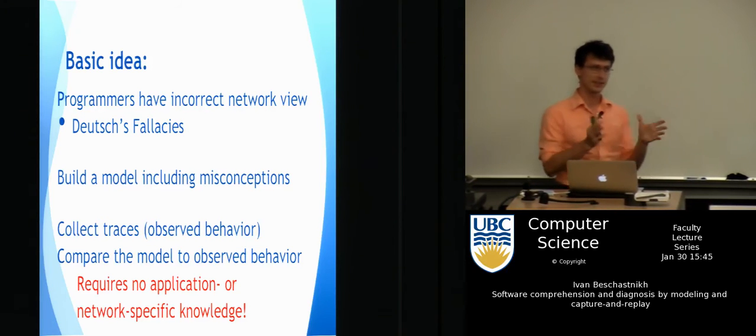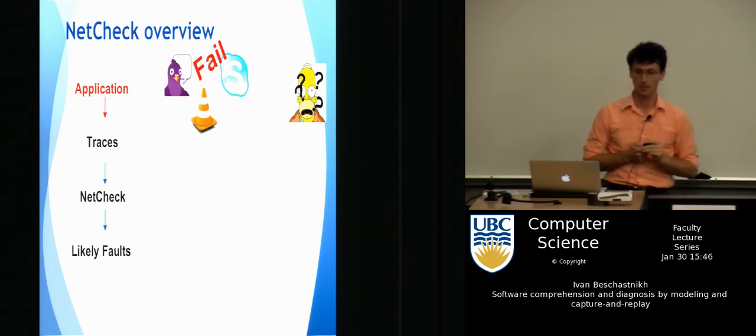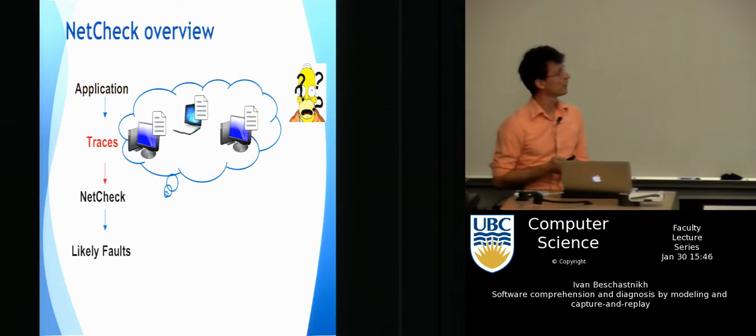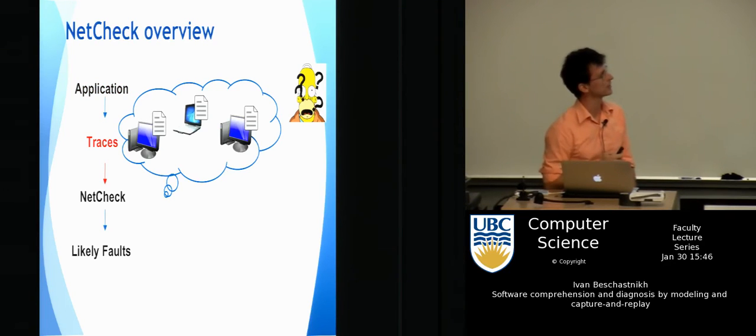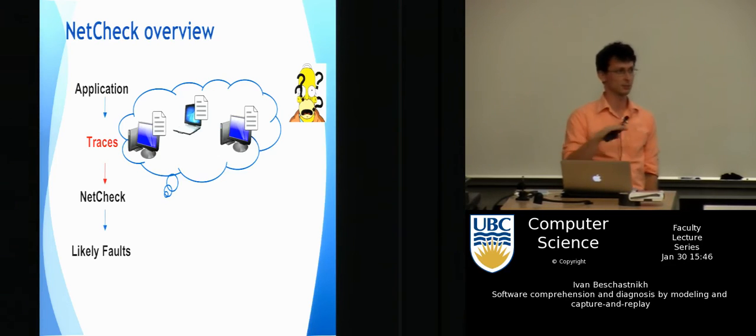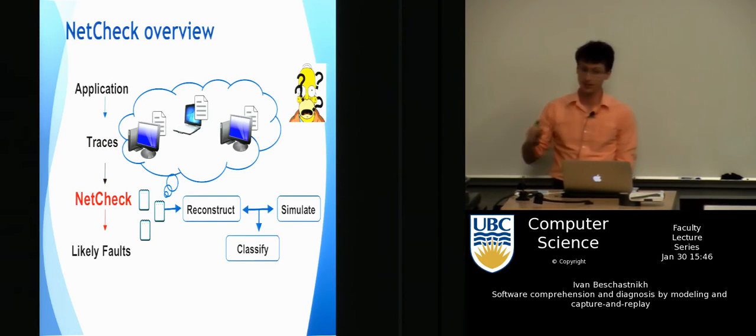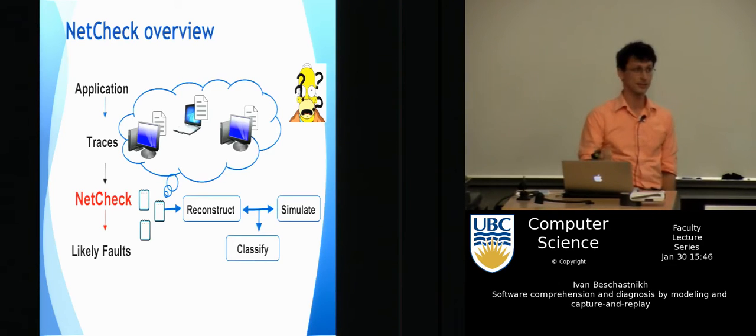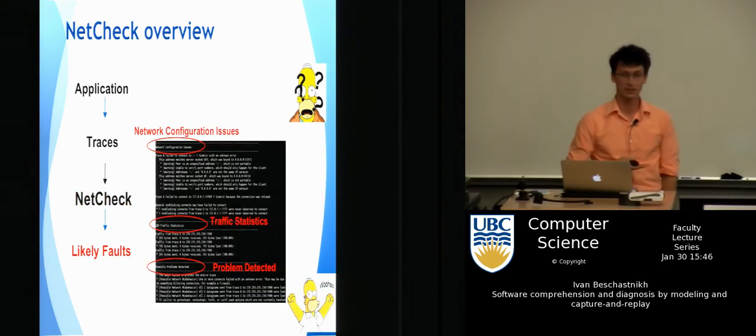So I'm modeling this idealized network, and I'm going to take the trace as it comes from the application. I have an application that failed. I'm going to collect a bunch of traces from multiple hosts that are relevant to my application. And those traces, I'll show you one in a second, will be system call traces. I'm only going to care about the system level communication traces. And then I'll plug those traces into NetCheck, which is going to reconstruct the order, and then use this idealized model to simulate the sequence of events in my system, and then classify the likely fault that occurred.